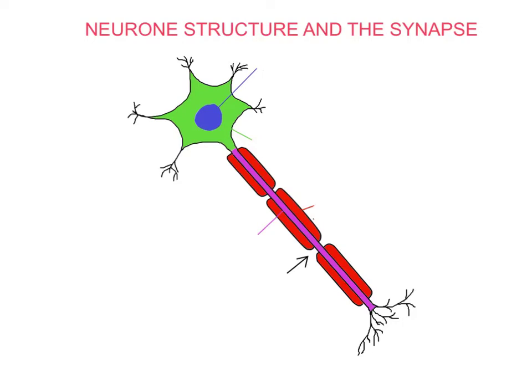Hello everyone. In this video I'm going to be talking about the structure of a nerve cell, or as it's scientifically called, a neurone. And we'll talk as well about what the synapse is and what happens at a synapse. So the picture that I've got here on this front screen is of a basic nerve cell. So we're just going to talk through all of the bits.